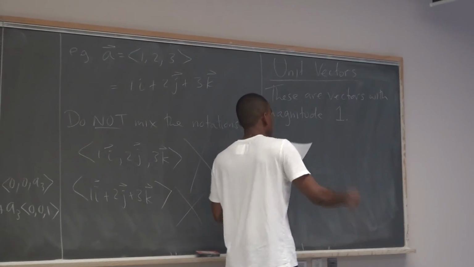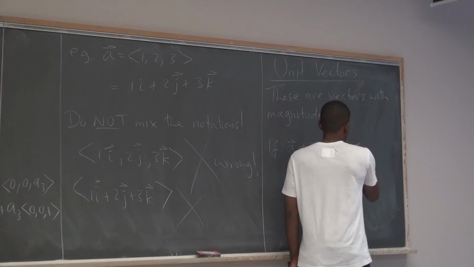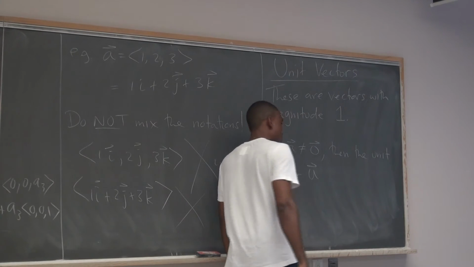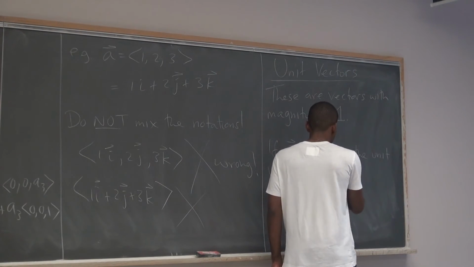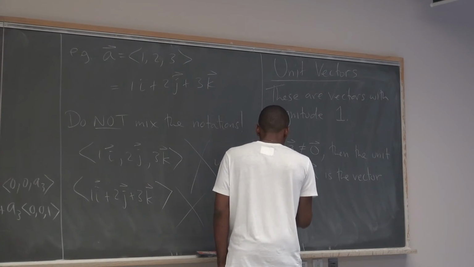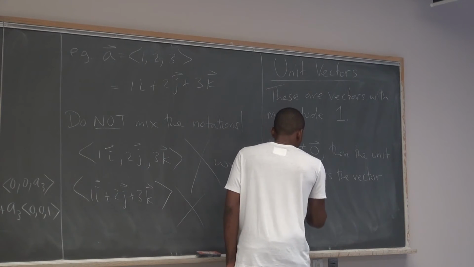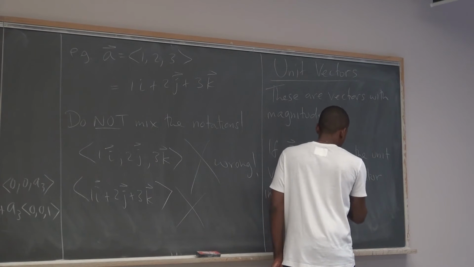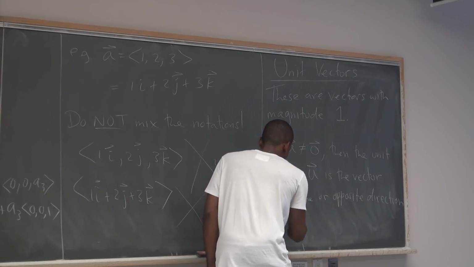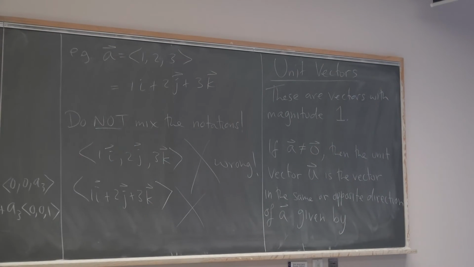Definition. If A is not the zero vector, then a unit vector, which they often denote U, is the vector in the same or opposite direction of A, given by, so that continues over here.